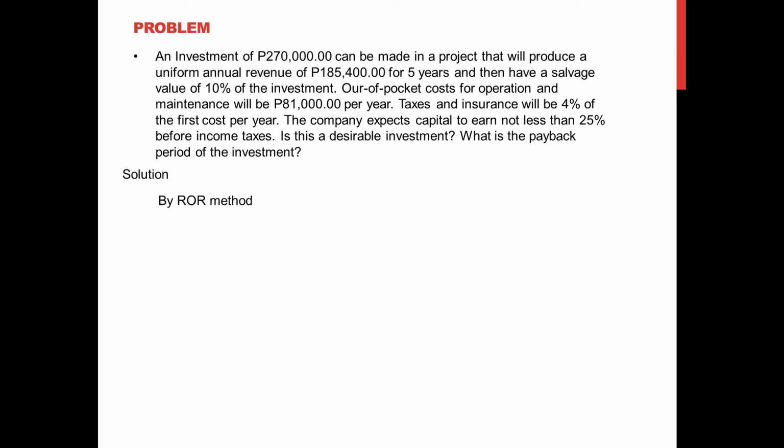As a solution, first, we have the ROR method. Of course, we consider the annual revenue here to be equal to 185,400. This is the annual collection of the investment. And then the annual cost. We have the depreciation.